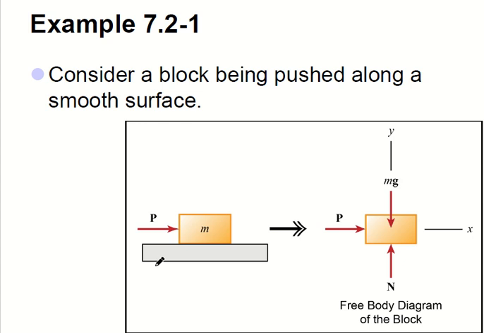Then we're going to think about a block being pushed along a smooth surface. Smooth meaning we're not going to think about friction on that force line here. We're going to draw a free body diagram. Here's your y and x. Your y has a weight and your normal force perpendicular to that weight. And we have our force in the x direction.